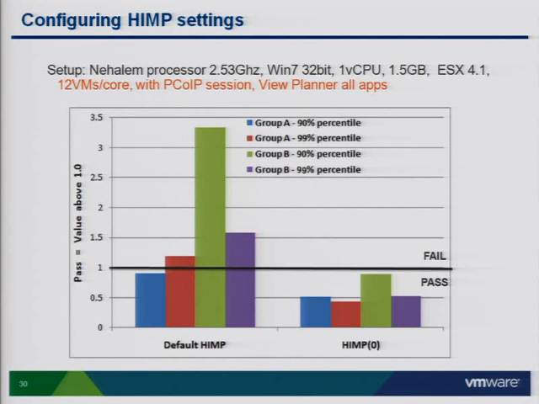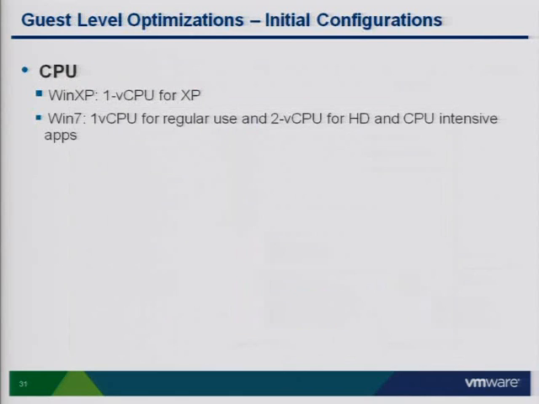If you look at the left one, we have default HIMP, and on the right one HIMP is set to 0, which means we have disabled HIMP. With default HIMP, we see that 3 thresholds out of the 4 have failed. But if you disable HIMP for the ViewPlanner workload, we found that all the thresholds have passed. So you may want to set the value to 0. Again, it depends on your environment and setup, so you want to run ViewPlanner and see how much improvement you can get by disabling this HIMP setting. OK, now I'm going to present some of the best practices at the guest level.